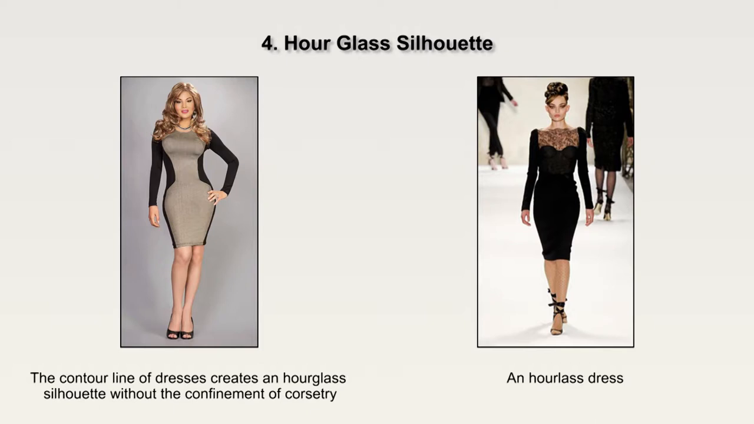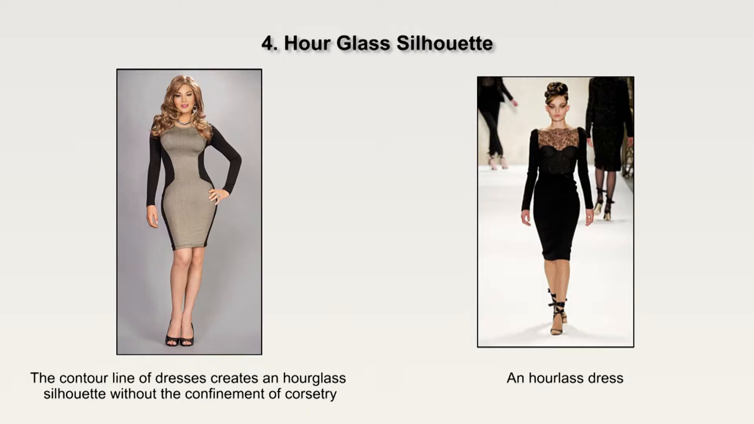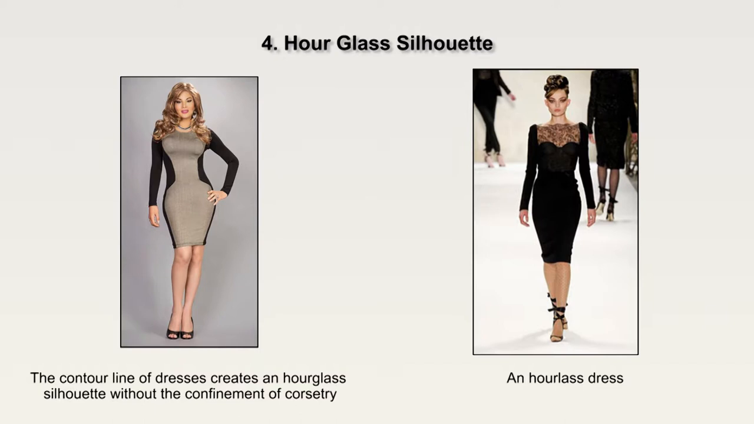The picture on the left shows the contour line of dresses, creating an hourglass silhouette without the confinement of corsetry, which means the model is not wearing a corset to define the shape of the silhouette. On the right is another example of an hourglass silhouetted dress.